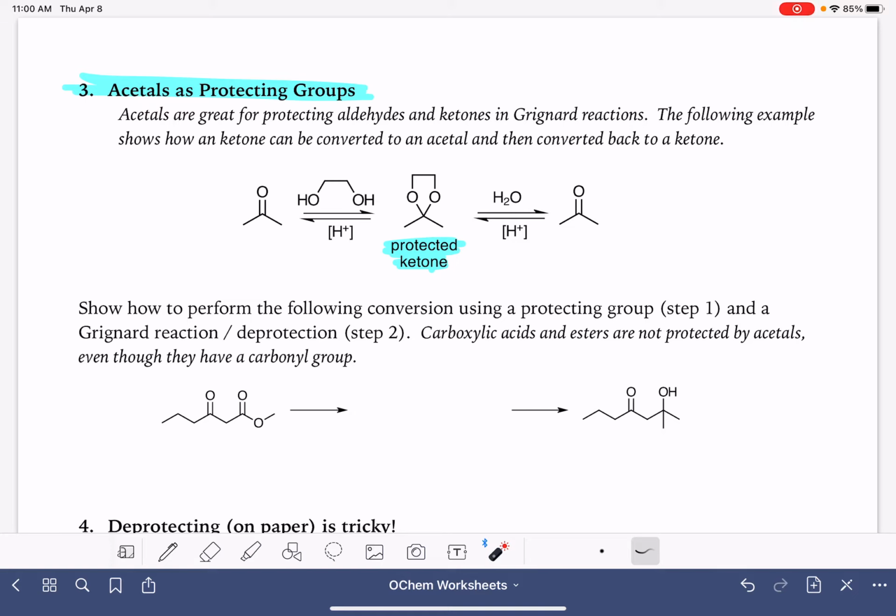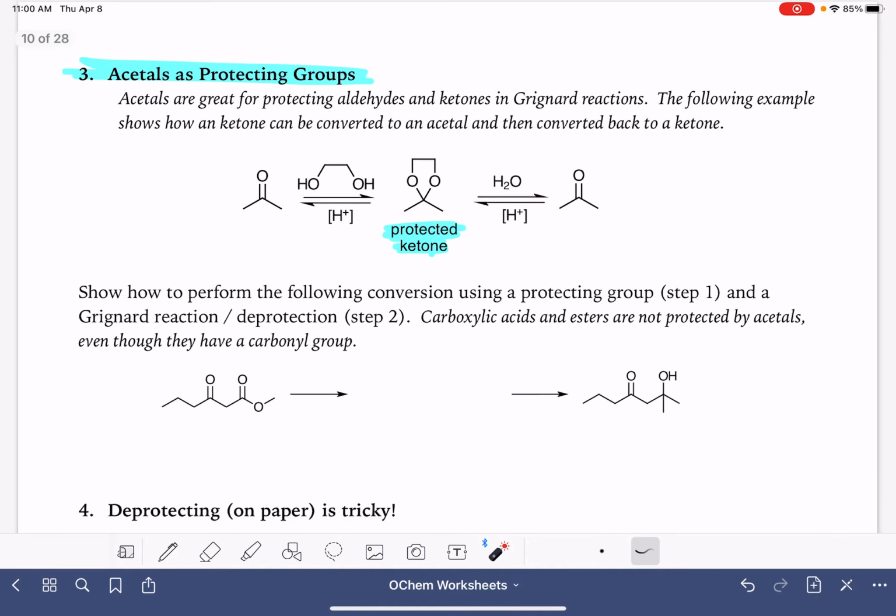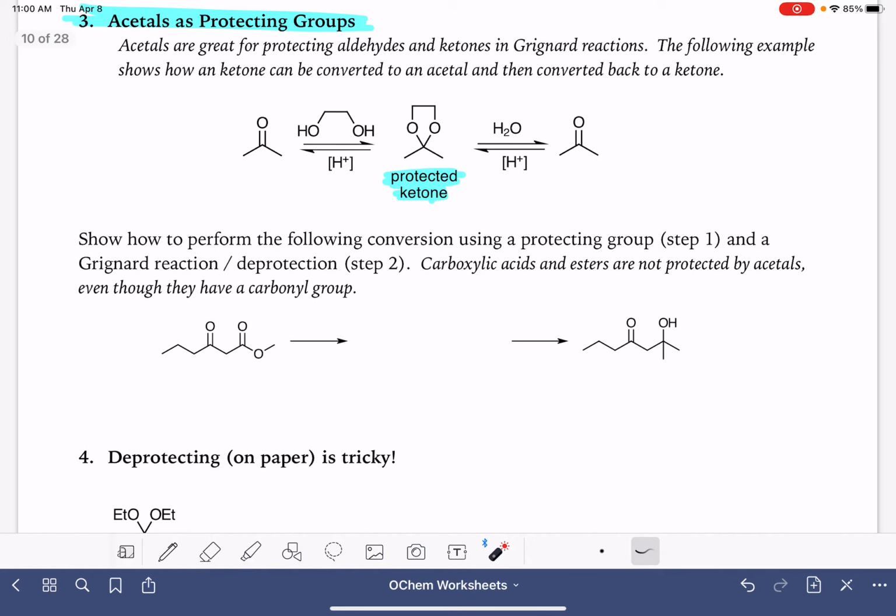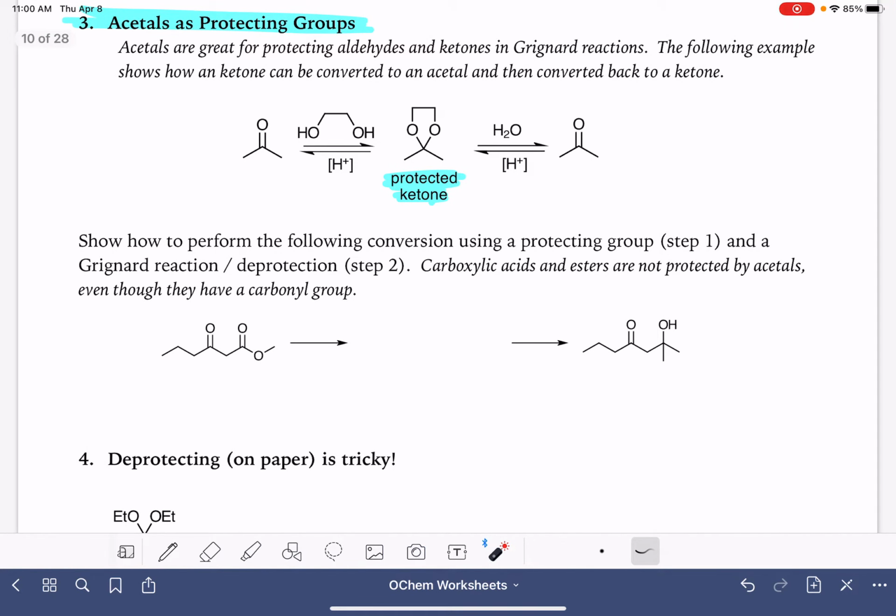We could do some sort of chemical reaction, and then when we were done, we could just reverse the formation of the acetal and bring back the original ketone. To reverse the formation of the acetal, all that we have to do is add some water in the presence of acid, and it's just going to put itself right back. This is really helpful for situations like, let's say, a Grignard reaction.